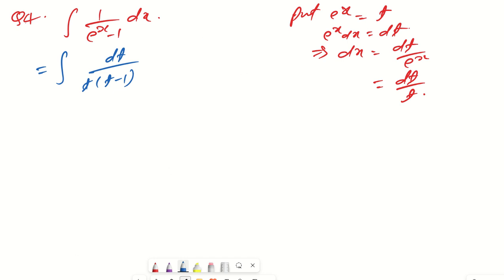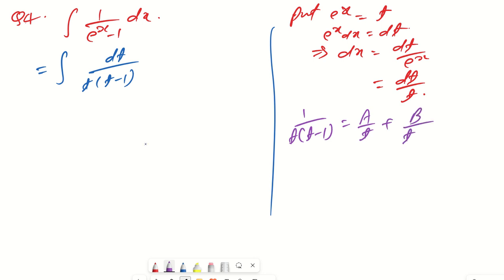So now we'll try to understand this. What do we have now? We have a term 1 by t times (t minus 1). So we can write it as a by t plus b by (t minus 1). So what will be the value of a and b? I can write a is equal to 1 by (t minus 1) at t equal to 0, because t plus nothing is there, so it is going to be minus 1, and b is equal to 1 by t at t equal to minus 1.